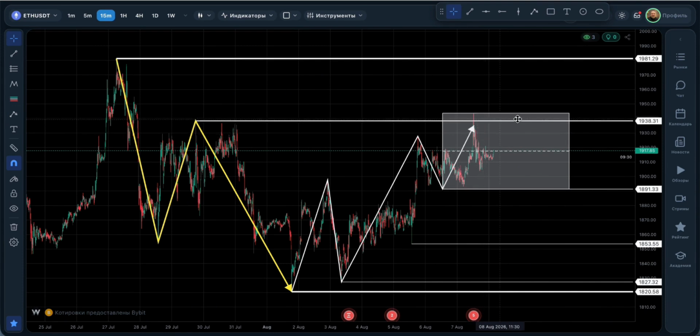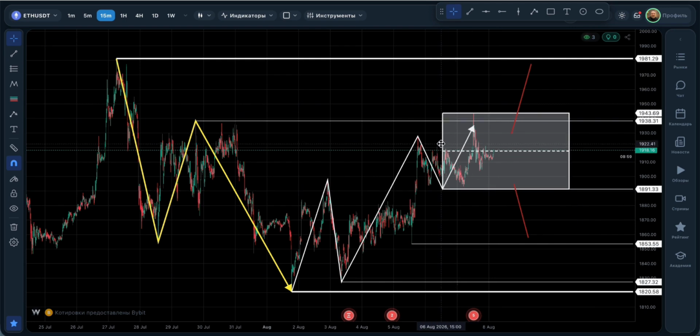So a breakout of this 1938 zone, of this high, and a breakout of this 1943 high will give us a trend signal. Where to? The main target, as we just said, is 1981. A breakout of the 1891 level allows us to trade to the next target, 1853. That is, exiting the marked price range allows us to trade to the nearest major targets in the direction of the breakout. We have already determined the targets with you on both sides.